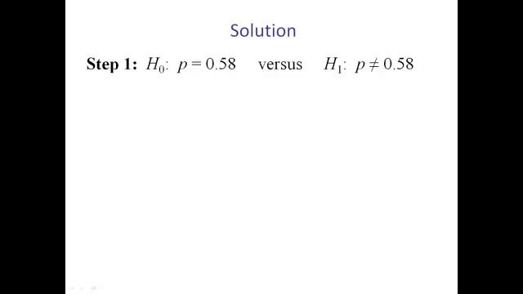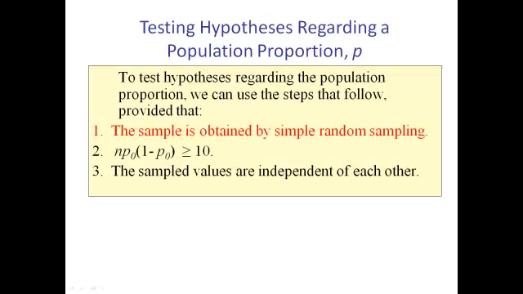But now, before we can run our test, we need to confirm that the assumptions for the test have been satisfied. First, we're told that this sociologist conducted a random sample of 500 females aged 15 years of age or older. And so that satisfies our first condition, which is that the sample is a random sample.